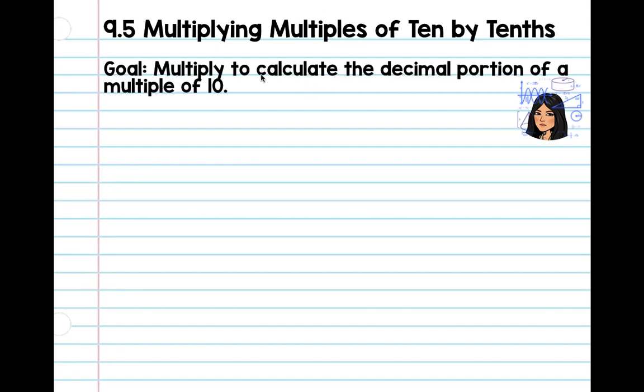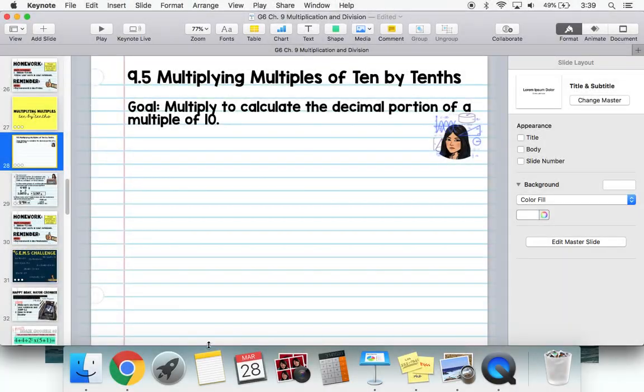Our goal today is to calculate the decimal portion of a multiple of 10. So from what we remember about tenths in fractional form, we're just doing like 1/10, 5/10, 8/10. Okay, so we are working with one decimal placement. And then for multiples of 10, you guys already know that these are just numbers that end in zero. 1,000, 568,000,000, 480. Okay, so ending in zero. All right, and that's all we're going to do today.